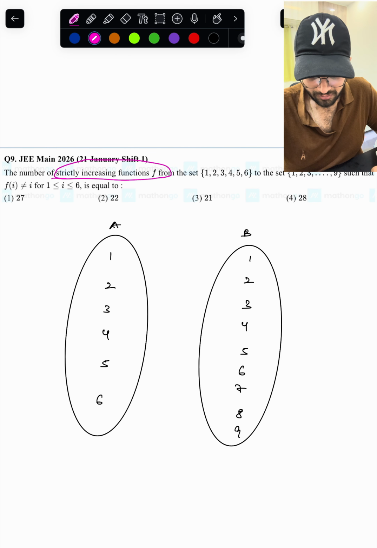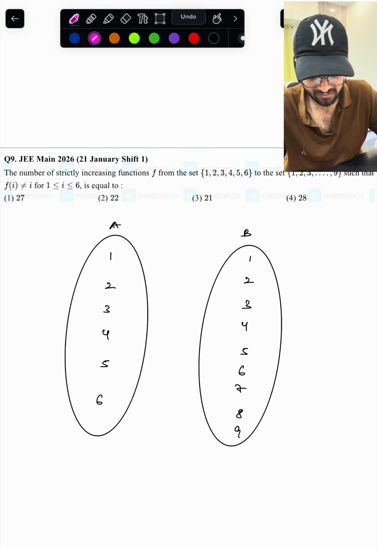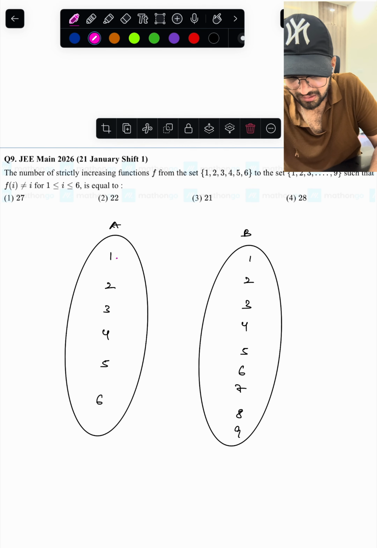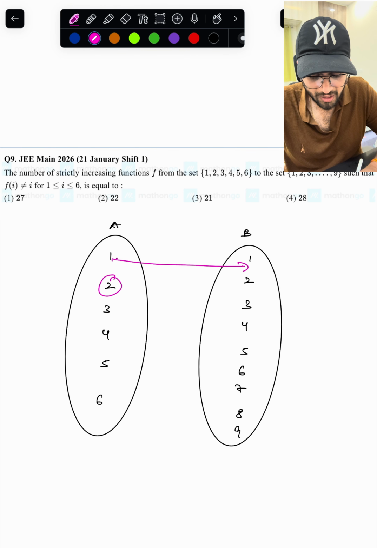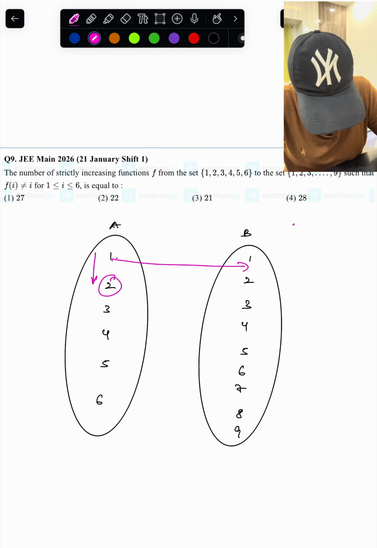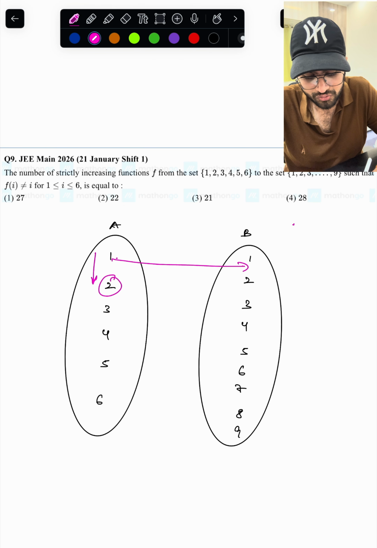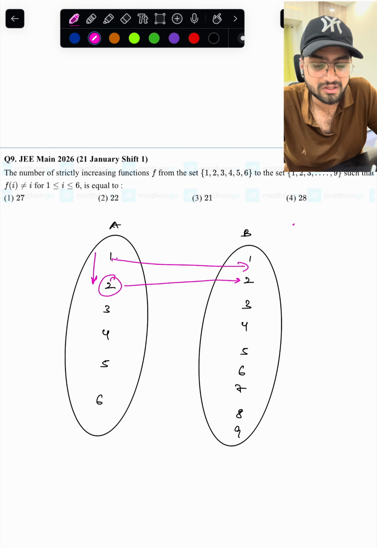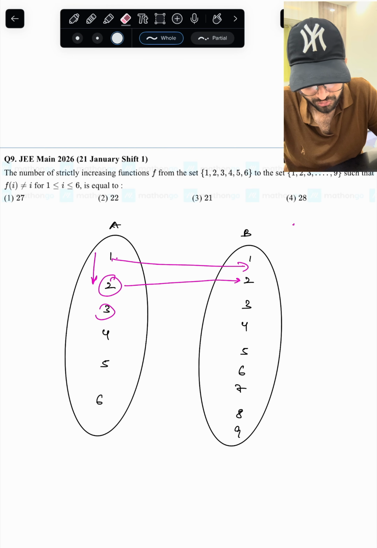So first try to understand what the question is asking for. Strictly increasing functions means, suppose I mark 1 with, let us say, 1, now I should mark 2 with more than 1, because if we go from 1 to 2, the functional values must increase, right? So if I want to match 2, I need to match it with more than 1, which I can match with 2, and then again 3 I should match with more than these, like that.